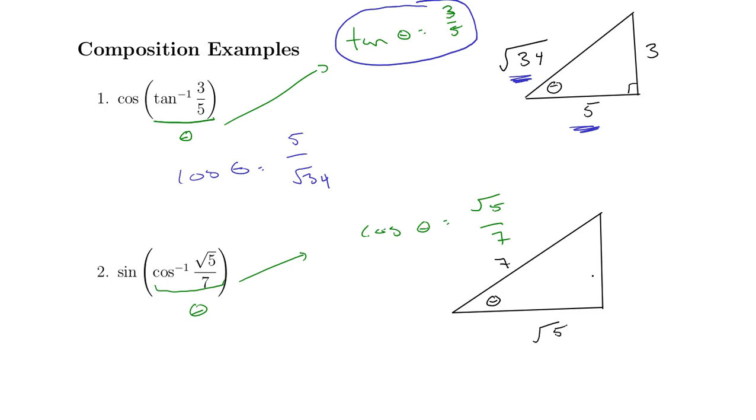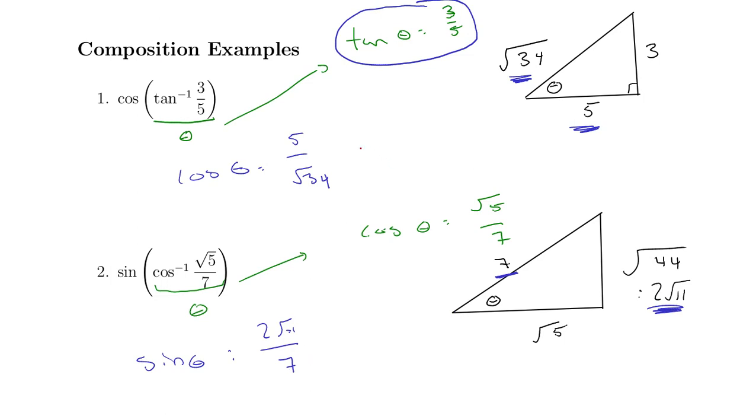So we can figure out this side. Oh, I should have done that while I was telling you to pause the video. This is going to be the square root of 7 squared minus root 5 squared. So that's 49 minus 5. So that's 44. That's really the square root of 4 times 11. So I'll say that's 2 root 11. So we want to find sine of this thing. Well, sine of our angle now is going to be the opposite side over the hypotenuse. So it's 2 root 11 over 7.